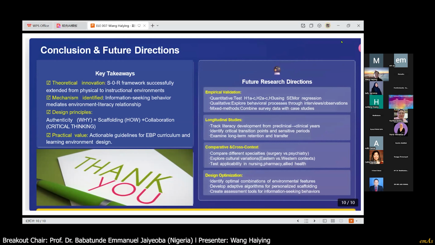What is the next phase of your research right now? Okay. Next phase, we plan to use a quantitative method to collect data, then test this hypothesis, to see which can be supported and which cannot be supported. This is our next work.